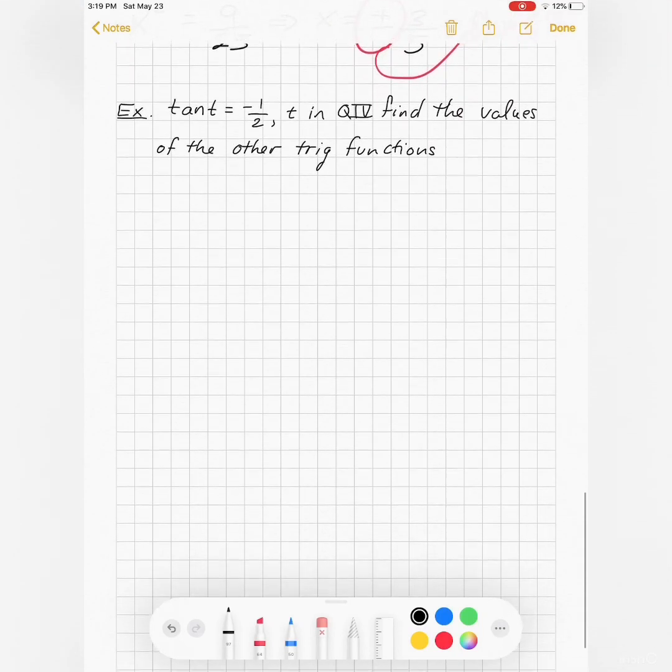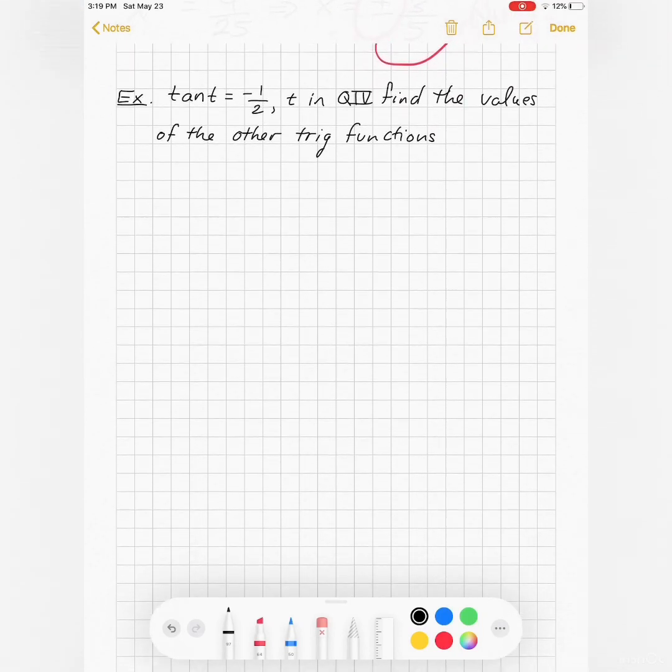This is the last one. It's a short section. All right, so here's a similar problem. Tangent is -1/2. T is in quadrant 4. Find the values of the other trig functions. So be careful.